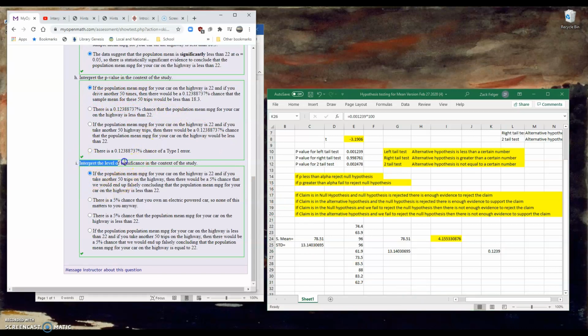Now, for interpreting the level of significance in the context of this study. So our level of significance was 5%, 0.05. If the population mean miles per gallon for your car on the highway is 22, and if you take another 50 trips on the highway, then there would be a 5% chance that you would end up falsely concluding that the population mean miles per gallon for your car on the highway is less than 22.